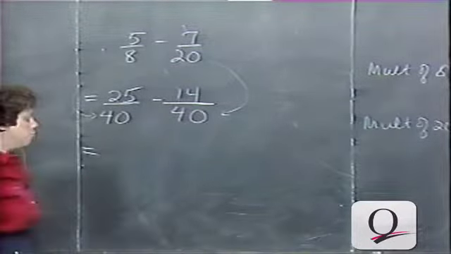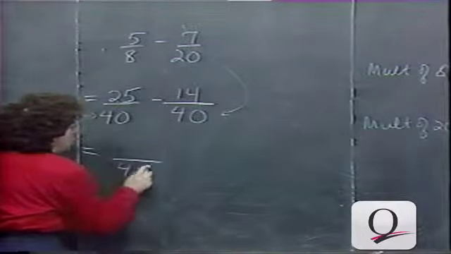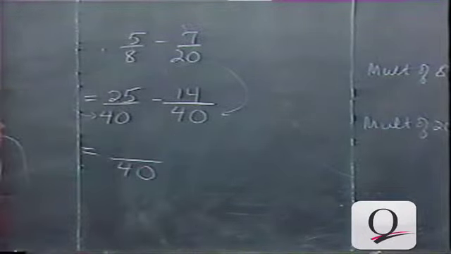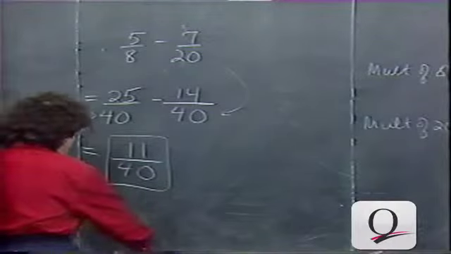So now I have 25 40ths minus 14 40ths. They have the same denominator, so I simply combine the numerators and put it over the common denominator. 25 minus 14 gives me 11. So I have an answer of 11 40ths.